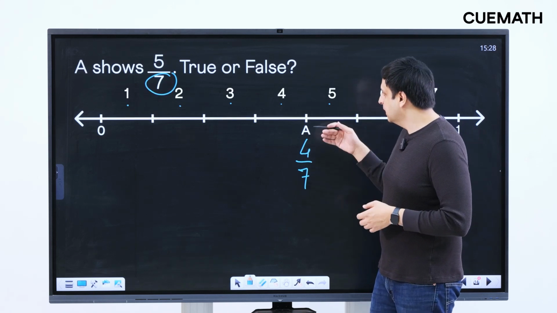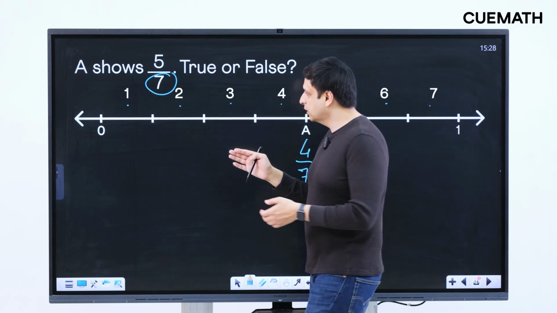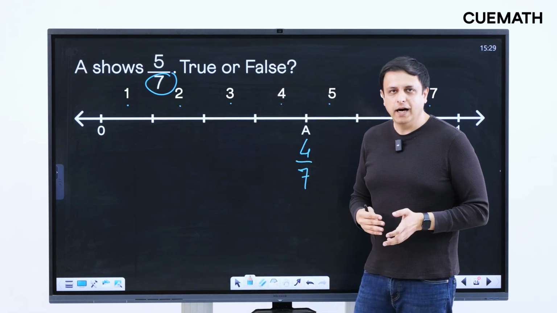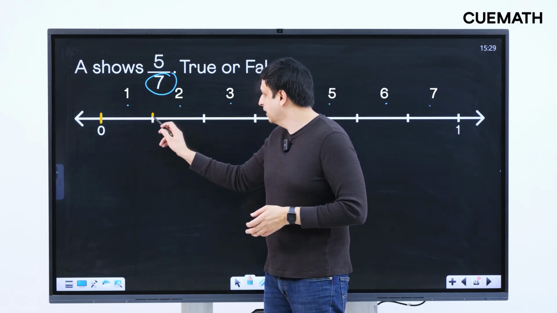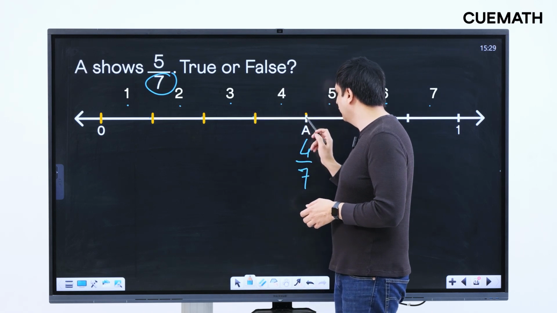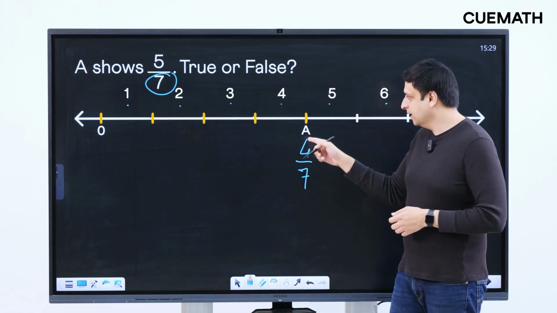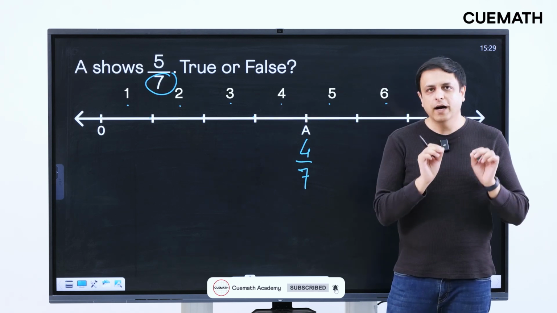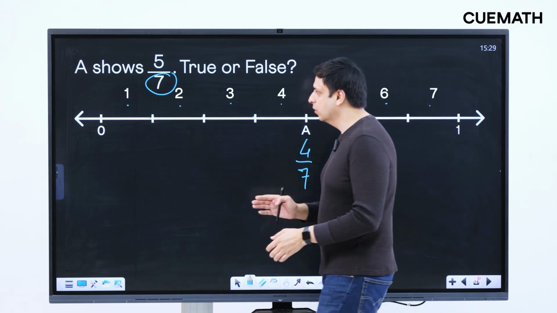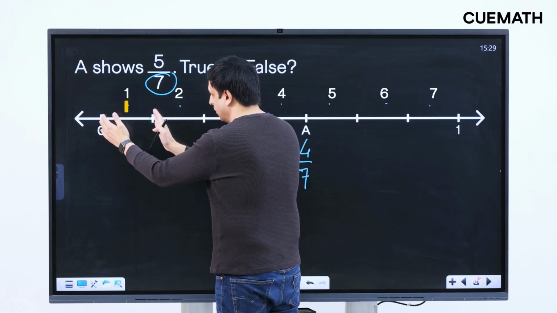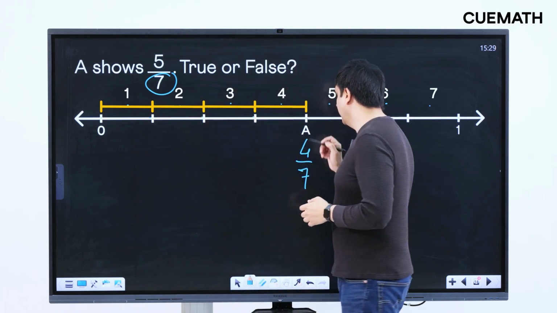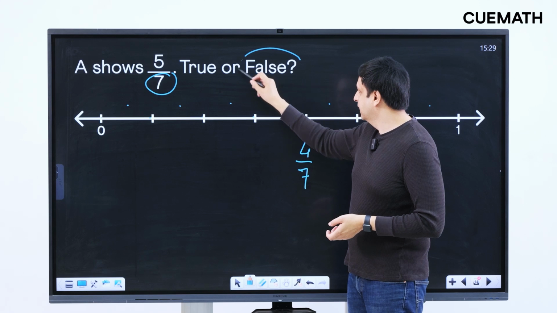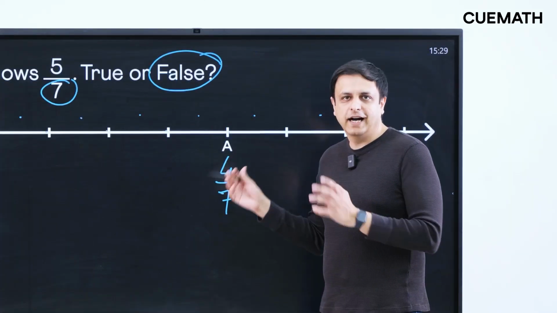This is a common misconception where some students, instead of counting the number of parts, count the number of marks. So first mark, second mark, third mark, fourth mark, fifth mark, and some students might say that because A is the fifth mark, this is 5 over 7, but you have to count the number of equal parts, and the number of equal parts are 1, 2, 3, 4, and therefore A is 4 over 7. So this is false.